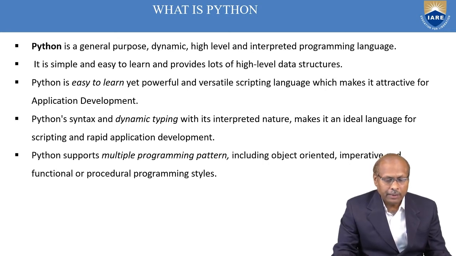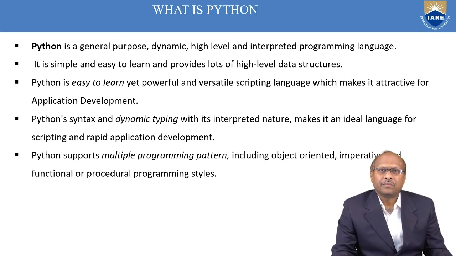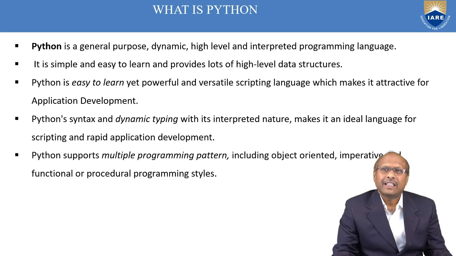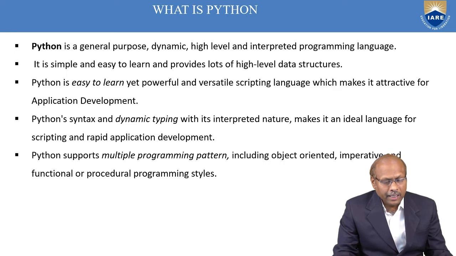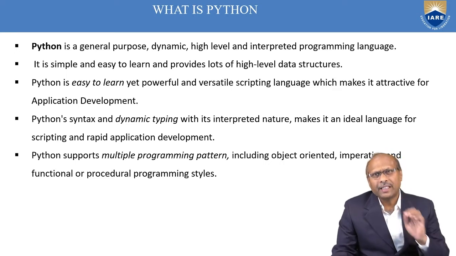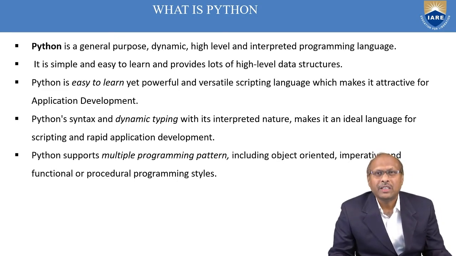Python is easy to learn. It is a powerful, versatile scripting language which makes it attractive for application development. So, you can develop any application with the help of Python easily. Python's syntax and dynamic typing, which is interpreted in nature, make it an ideal language for scripting and rapid application development. It has dynamic typing. That means during runtime, it will decide what type of data. Whereas other languages use static typing. That means during the early stage, you have to declare what type the variable is. Whereas in Python, there is no need to declare any variable type.